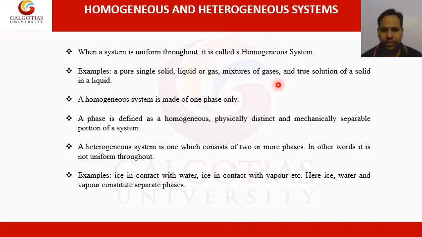A heterogeneous system is one which consists of two or more phases. In other words, it is not uniform throughout. For example, ice is converted into water and ice is converted into vapor. Here the ice, water and vapor constitute separate phases. So water shows different types of phases. Here it is a one-component system but showing different phases.